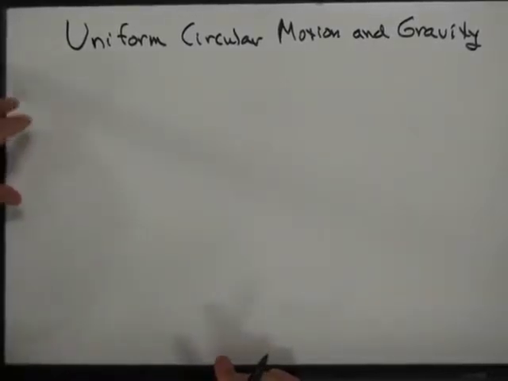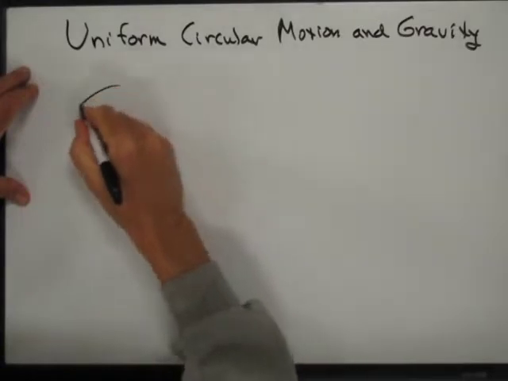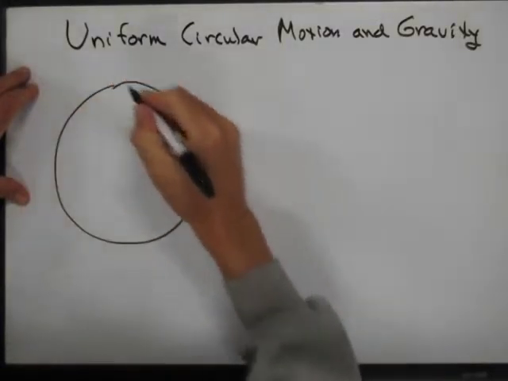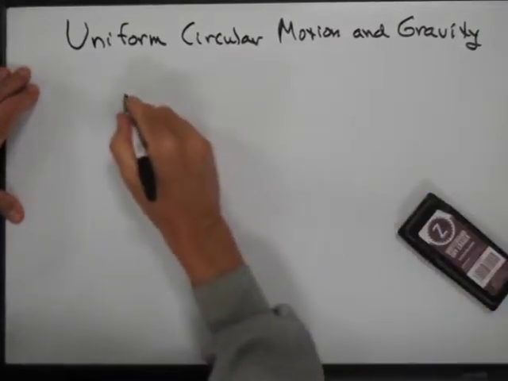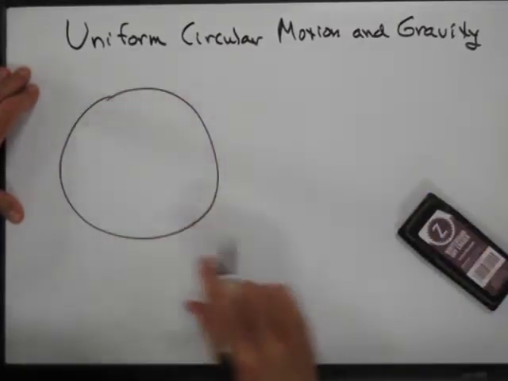So this is chapter 6 on uniform circular motion and gravity. Uniform circular motion is the motion of anything that's moving in a circle at a constant speed. I'll try one more time to get a better circle out of that, but I don't know if I can.